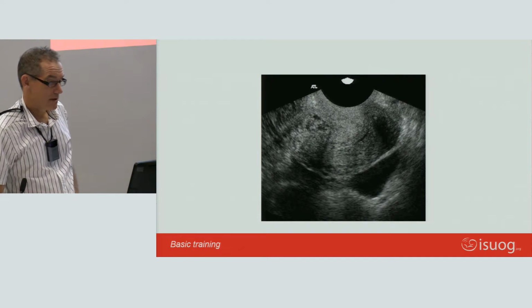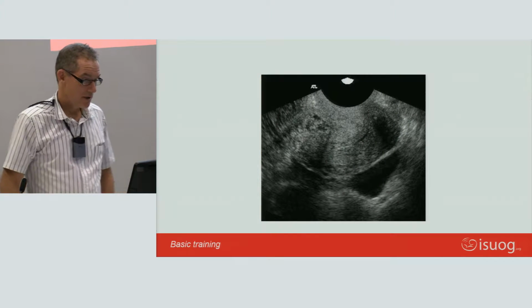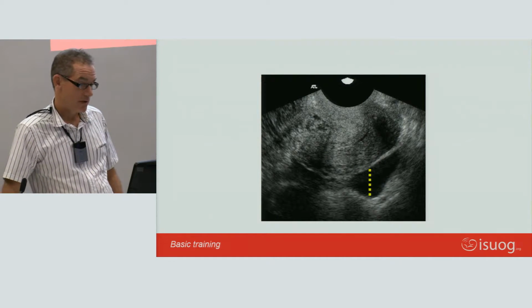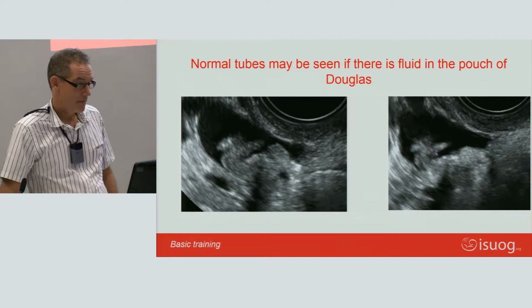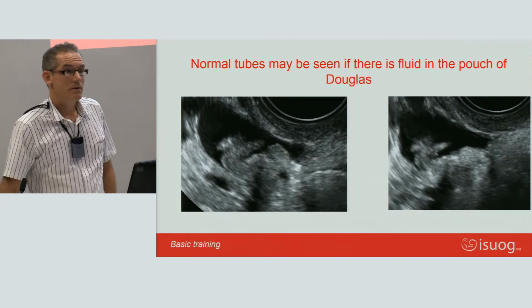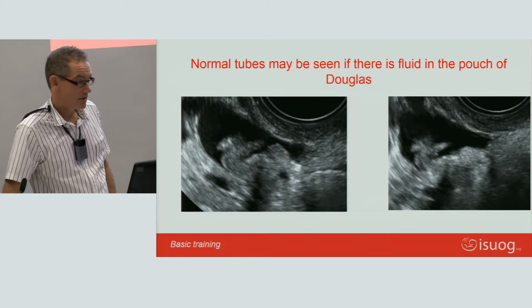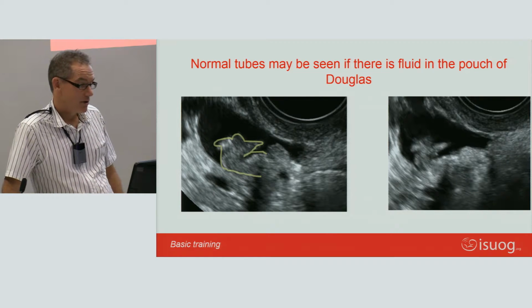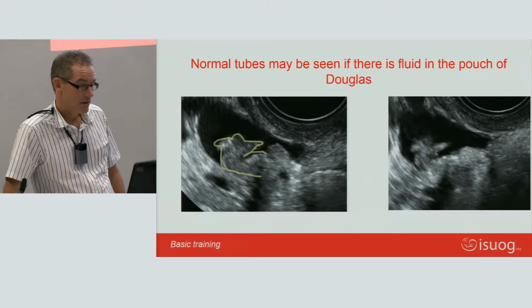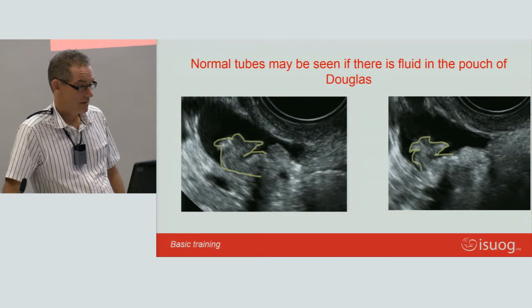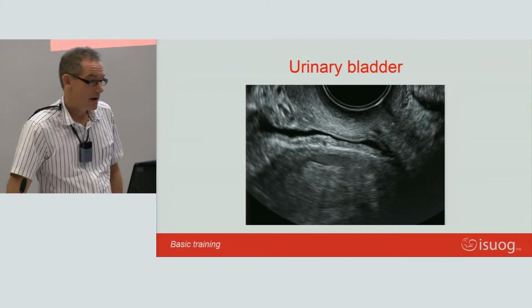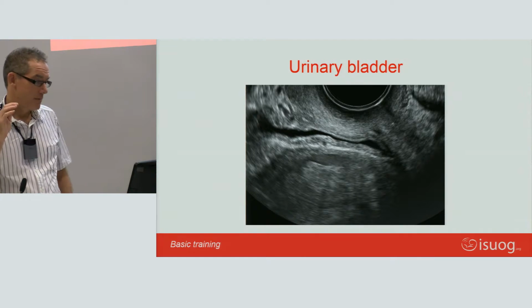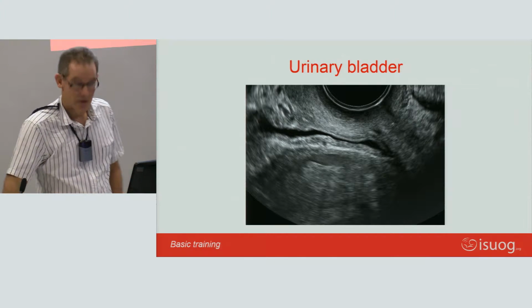Okay, fluid in the pouch of Douglas is normal, especially at the time of ovulation, and if you're going to measure it, that's how you measure it there. Sometimes with fluid in the pelvis it's easier to see other structures. So this is the fimbrial end, which you can often see. It's not normal to see tubes or the fimbria, but if there's fluid, you sometimes can see it.